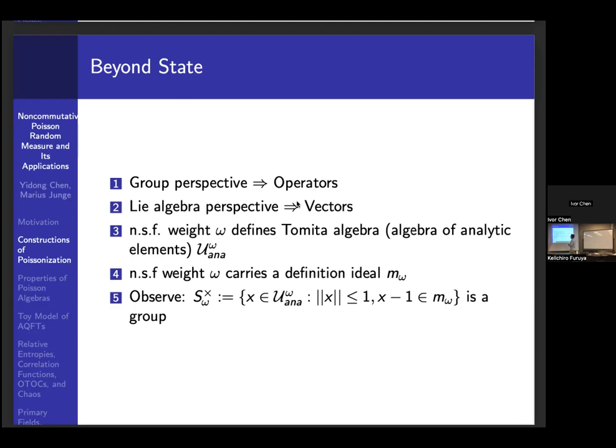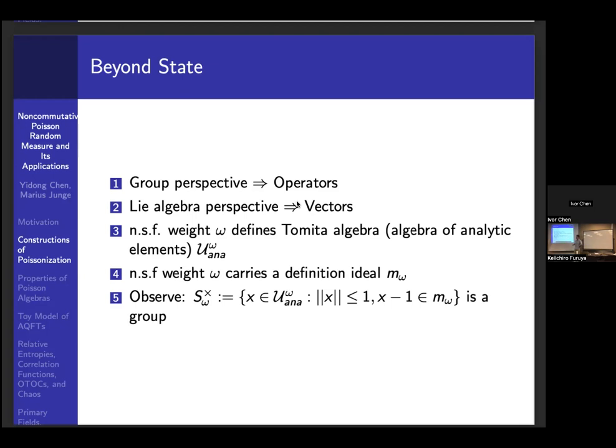Now, there are two objects I have to define. Give me a normal semifinite faithful weight on a von Neumann algebra. I can define the algebra of analytic elements, good, nice elements. It's called the Tomita algebra. It's a star associative algebra. Not unital, most likely not including one. And I can give you something called a definition ideal, things that are finite under the weight. And we look at a pretty odd object. We look at this little set: analytic elements x with norm less than one, so in the unit ball, and x minus one is in the definition ideal.